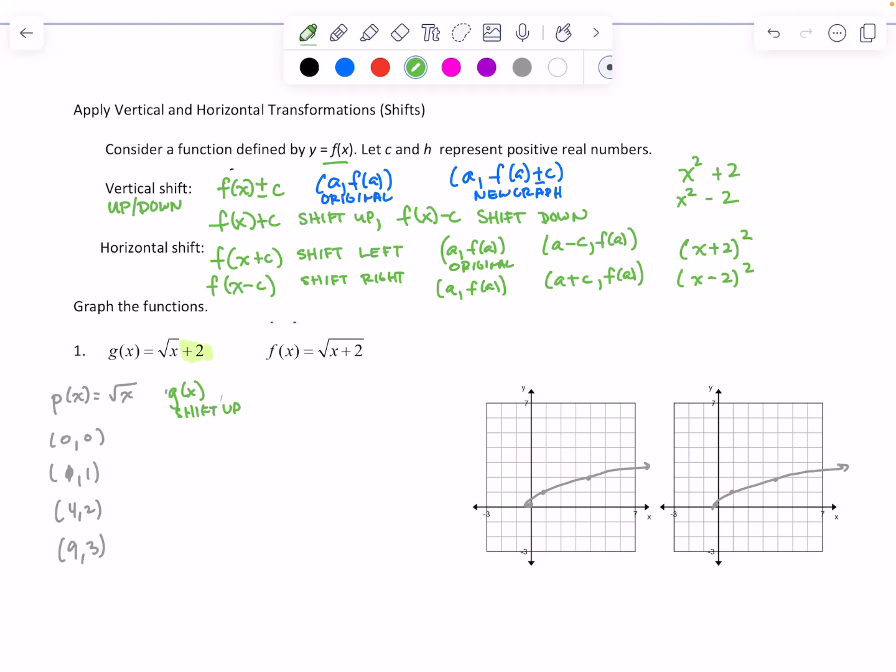So I'm going to apply the transformation, the plus 2, to the y coordinates on my original points. I'm going to keep all of my x's the same. Those x coordinates are still holding true, but their y coordinates shift up by 2. So now the points are (0, 2), (1, 3), (4, 4), and (9, 5). When I graph that, I can't fit 9 on there, but we're going to see that the graph has the same shape as it did before. It just looks like we picked it up and shifted it up 2.